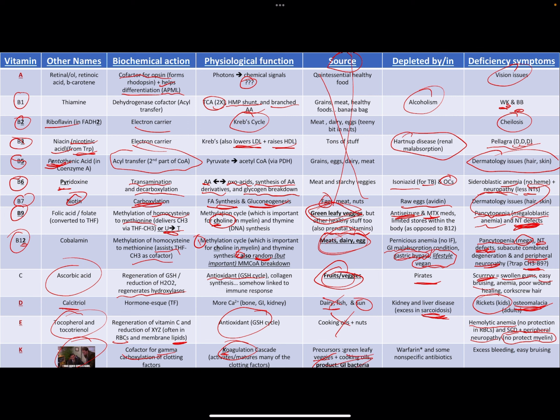It's in green leafy vegetables like folate, but it has to really be made at the end of the day by our GI bacteria. So warfarin can inhibit it, but also non-specific antibiotics. I didn't mention this earlier, but that's important. If you have non-specific antibiotics, which means it's broad spectrum, it's targeting lots of bacteria, that can damage the bacteria which are making the vitamin K, the good bacteria in your intestines, so you're going to become vitamin K deficient. So excess bleeding, easy bruising, maybe black tarry stools.